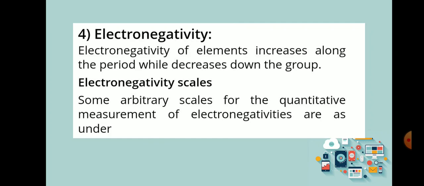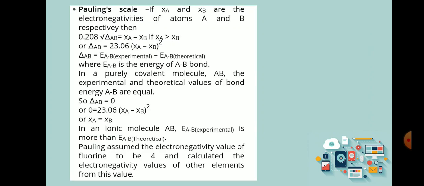Electronegativity scales. Some arbitrary scales for the quantitative measurement of electronegativities are as under. First one, Pauling scale. If Xa and Xb are the electronegativities of atoms A and B respectively, then 0.208 into root of delta AB is equal to Xa minus Xb if Xa is greater than Xb, or delta AB is equal to 23.06 into Xa minus Xb whole square. Delta AB is equal to EAB experimental minus EAB theoretical, where EAB is the energy of the AB bond.